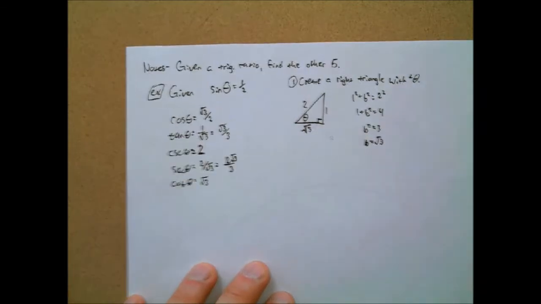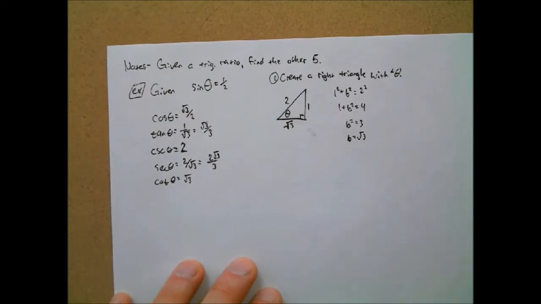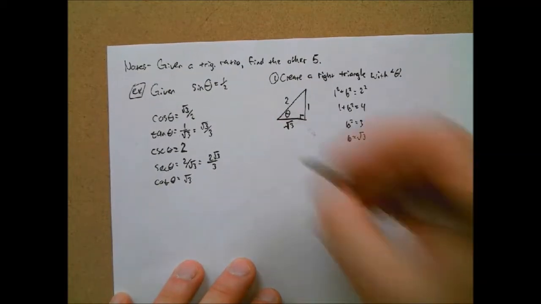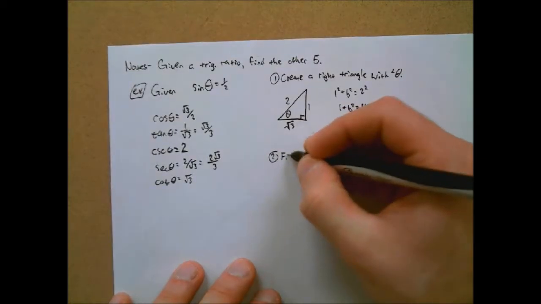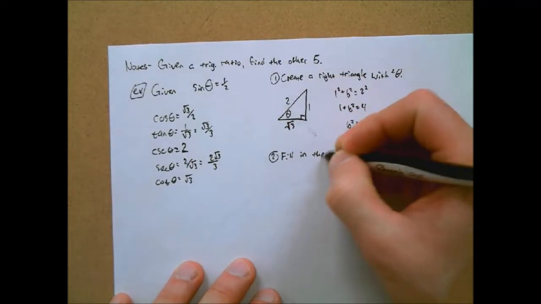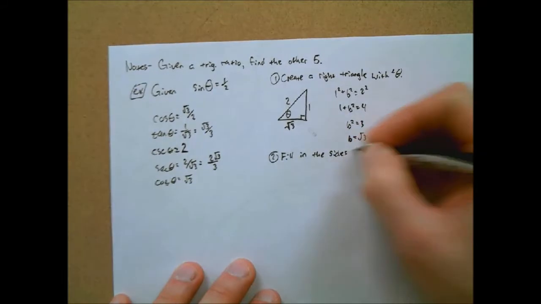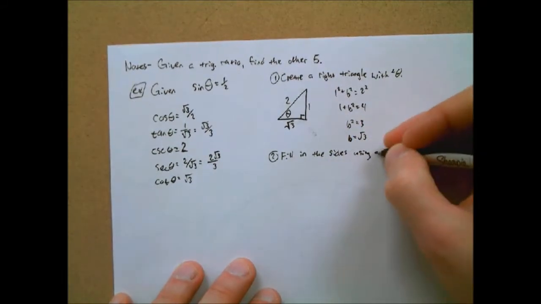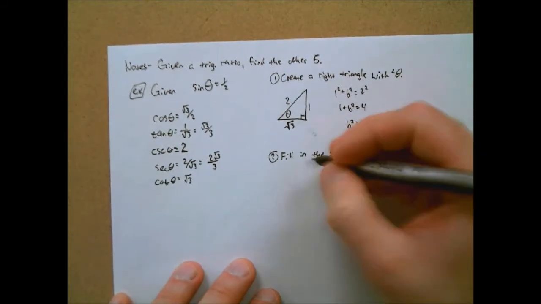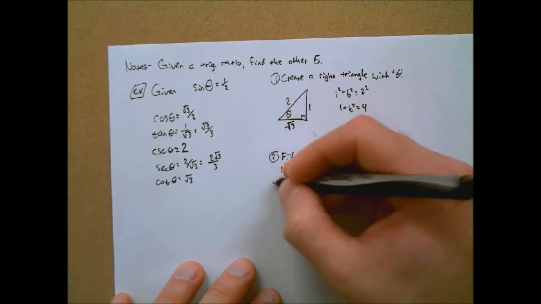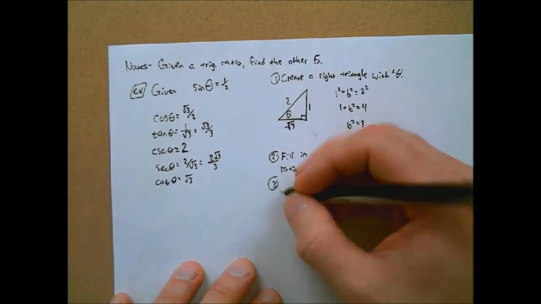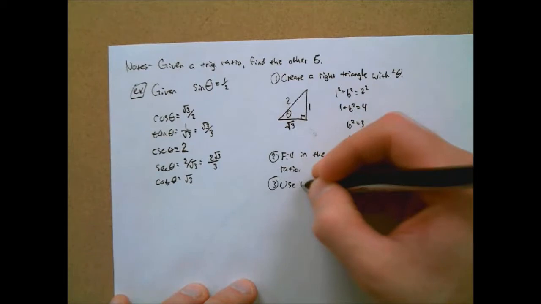Oh, I'm off the screen. There we go. Create a right triangle with angle theta in it, right? And then fill in the sides using the given ratio. And then step 3, our final step there, use the triangle to find the other ratios, just like we did.